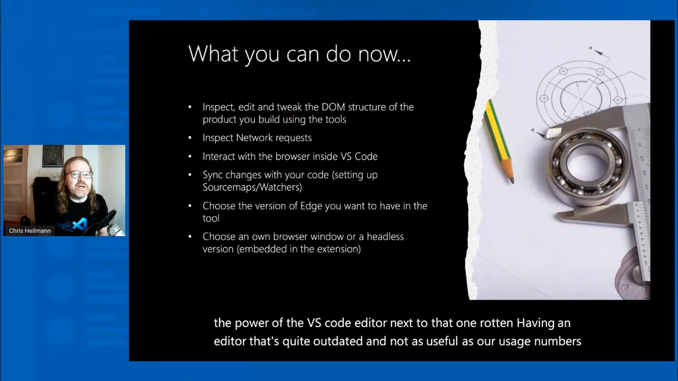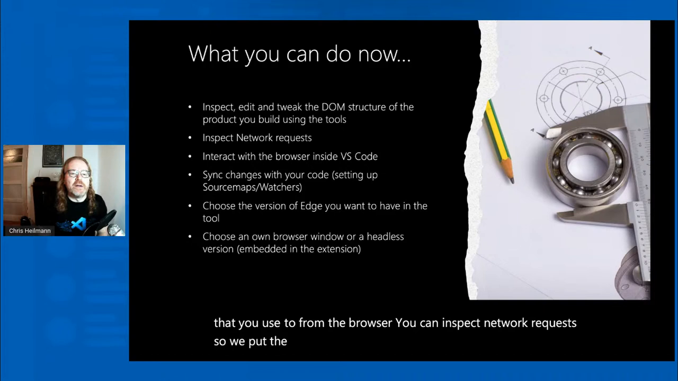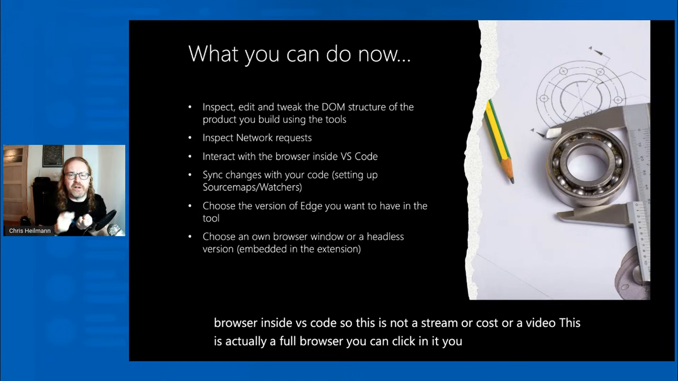So what you can do right now is inspect, edit, and tweak the DOM structure of the product you build using the tools that you're used to from the browser. You can inspect network requests, so we put the network tab in there as well. You can interact with the browser inside VS Code. So this is not a stream or a cast or a video. This is actually a full browser. You can click in it. You can enter content in it. You can test it like any other browser window as well.